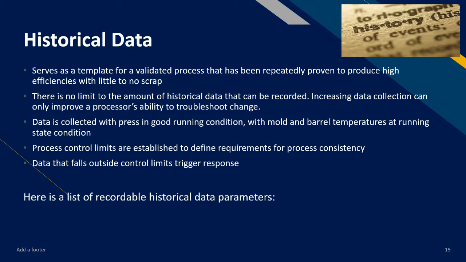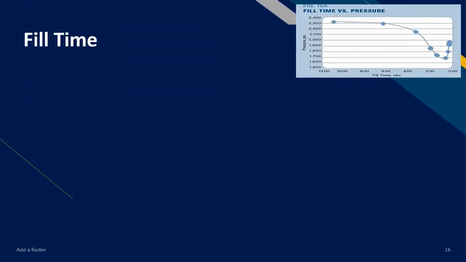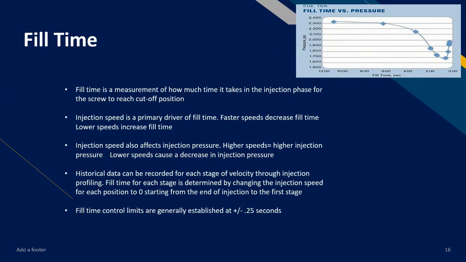So here's a list of recordable historical data parameters. First, we have fill time. Fill time is a measurement of how much time it takes in the injection phase for the screw to reach cutoff position. Injection speed is going to be the primary driver of fill time. Faster speeds decrease fill time, and lower speeds increase fill time. Injection speed also affects injection pressure. Higher speeds equal higher injection pressure, whereas lower speeds cause a decrease.